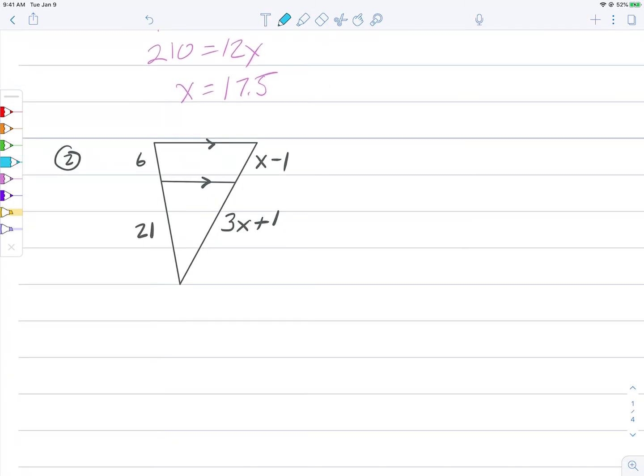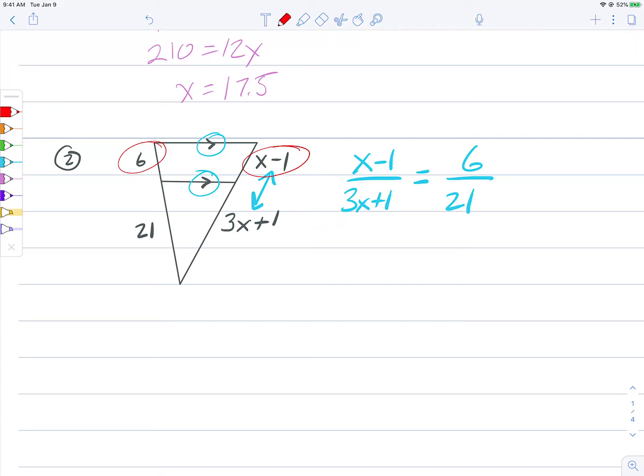So on this triangle, I again have my two parallel parts. And that means that that parallel line cut those sides into proportional lengths. So I'm going to write it as x minus 1 to 3x plus 1. And that's going to be the same as, so I use the same side, 6 to 21. So since I started with x minus 1 on the top, I had to start with 6 on the top of my other ratio. If I cross multiply, I'm going to get 21x minus 21, I'm just distributing as I go, equals 18x plus 6.